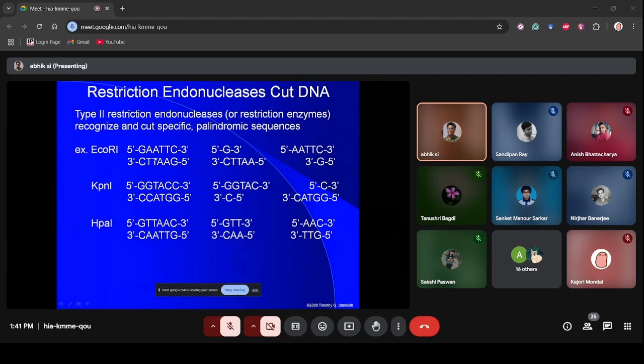Do you get it? I think this is the problem, because I cannot see your face, so I cannot understand whether you get it or not.